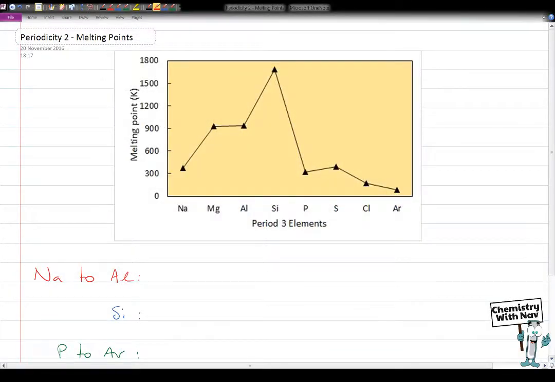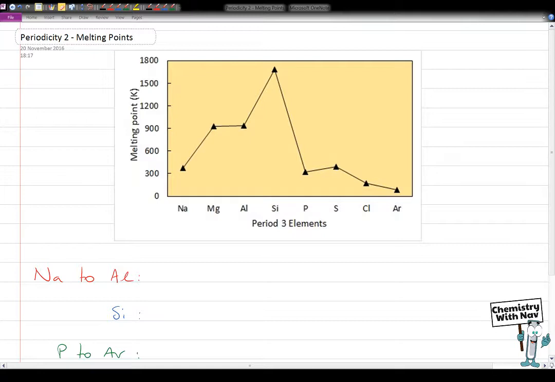In this video today, we're going to take a look at periodicity and the melting points of the period 3 elements. You might be asked to describe and explain the trend in the melting point of the period 3 elements, and the basic line for that would be that it increases from sodium up to silicon and it decreases thereafter down to argon. But that's a description, it doesn't explain why we get that trend at all.